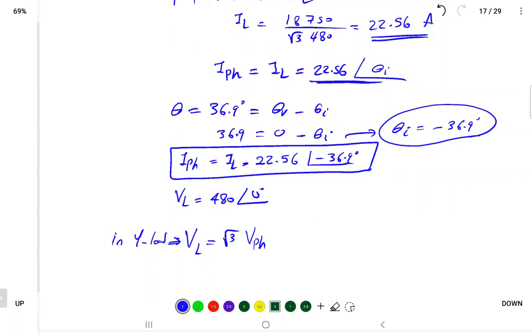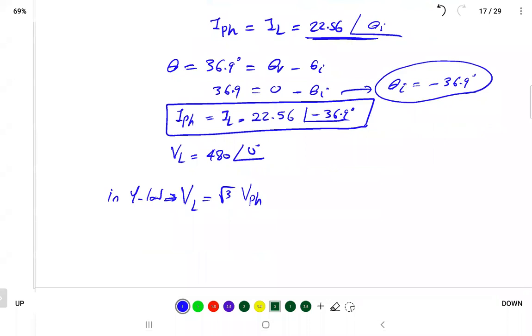If there is anything else, what is the relationship between the line voltage and the phase voltage in a star? The magnitude, we talk about it. It's √3. What about the angle? There is a shift of angle.